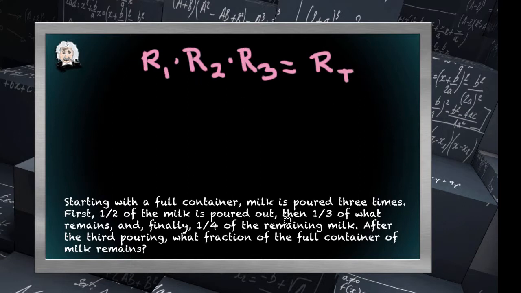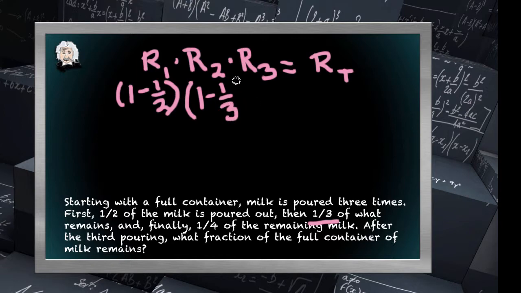So R1: if 1/2 is poured out, that means 1 minus 1/2 fractionally remains after the first pouring. For the second pouring, we're told 1/3 of what remains will be poured out. So that means 1 minus 1/3 will remain after pouring out 1/3. And lastly, our third pouring, we're told 1/4 of the remaining milk is poured out, which means there'll be 1 minus 1/4 remaining after the third pouring.